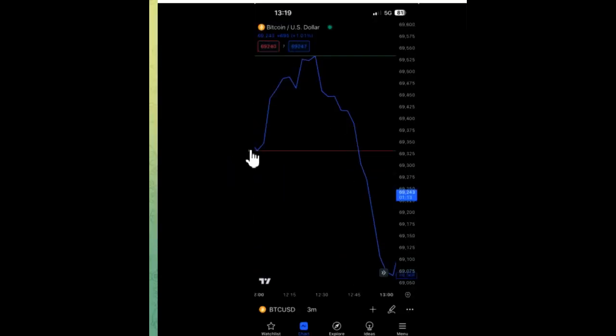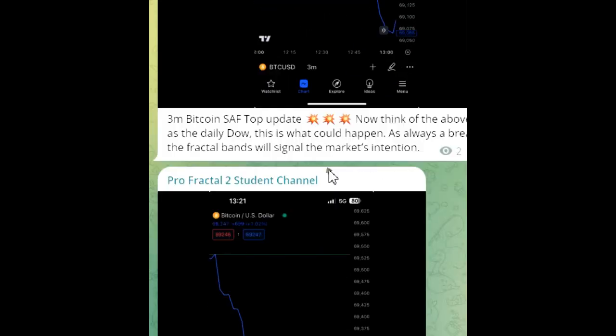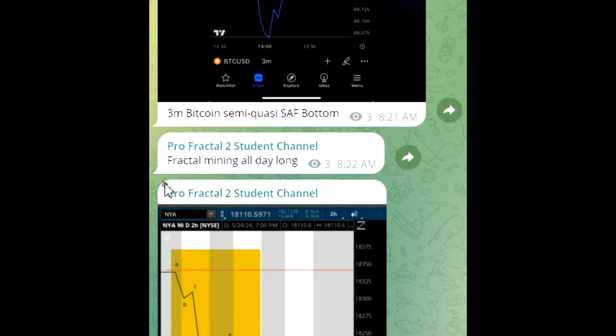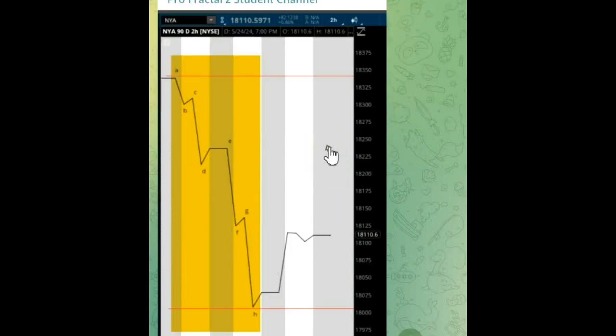Again, you know, chart on Bitcoin, and see if we can find. Actually, we're fractal mining to find the fractals and turns to the market.